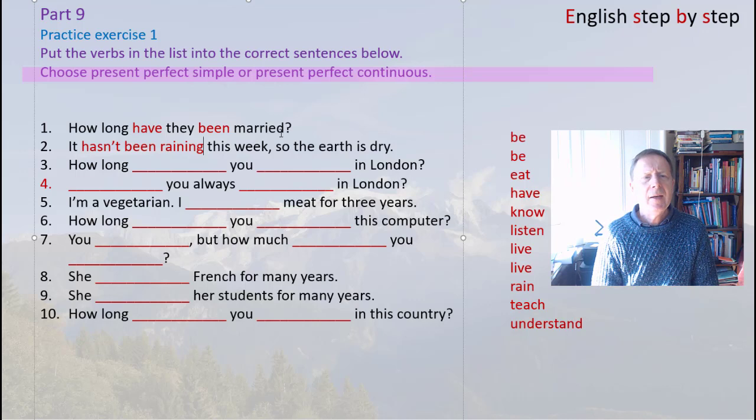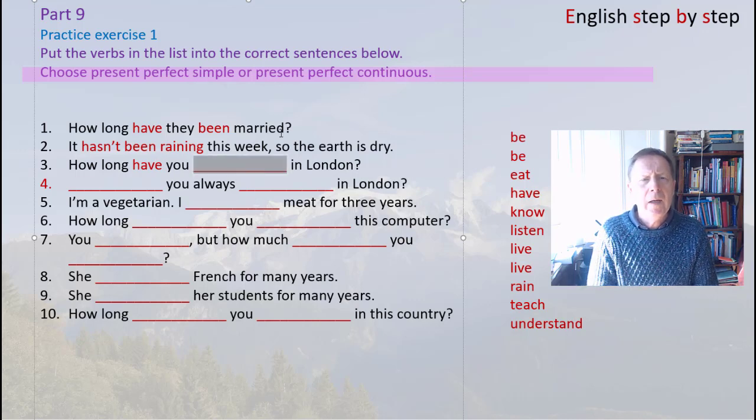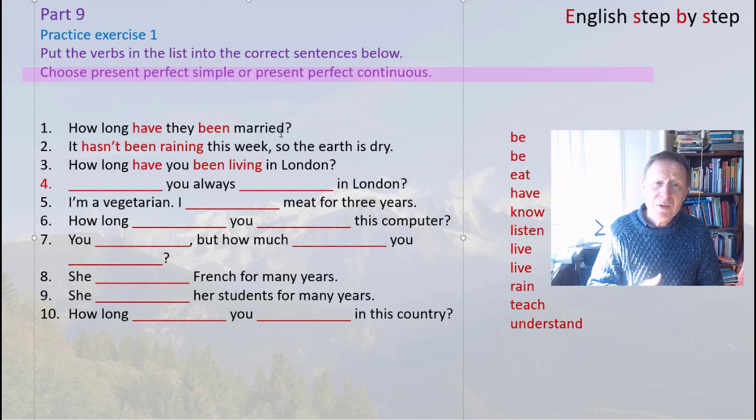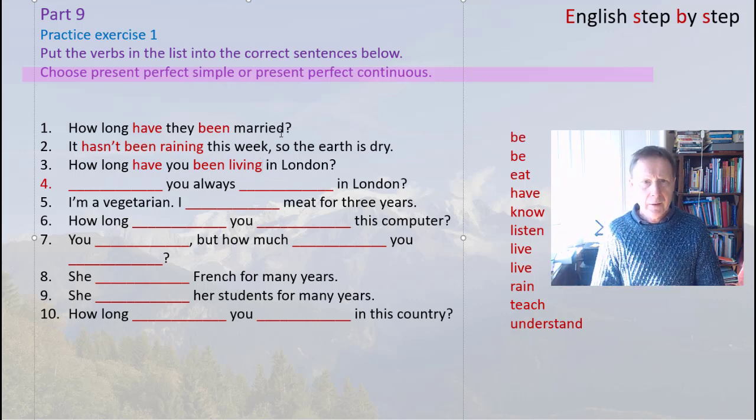What about number 3? This is about a question, so it's how long have, and then in London. Now, we saw in a previous video that with the verbs live and work, you can use the continuous form or the simple form with no real change in meaning. So in this case, we'll use the continuous form, have you been living in London? But you can also use the simple form, how long have you lived in London?